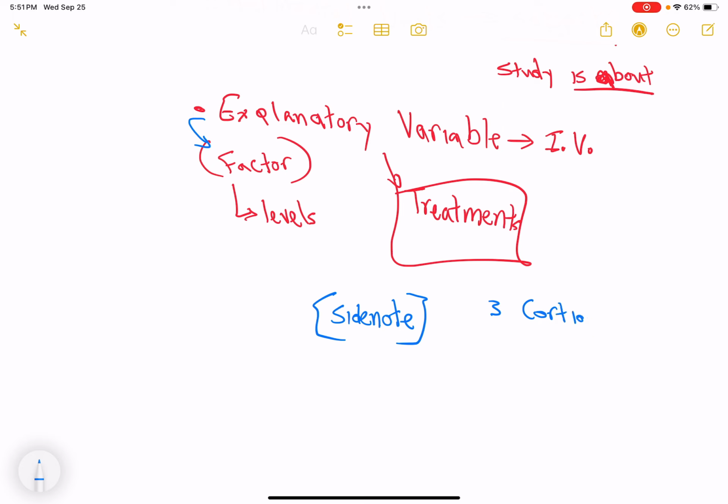And I always forget how to spell corticosteroids. I hope it comes to me. I think it is corticosteroids. Well, if I misspell it, say Levy.